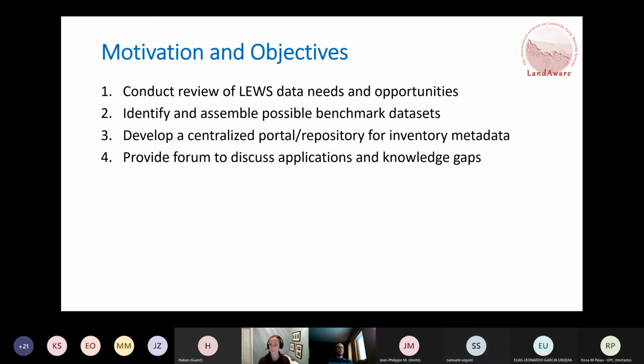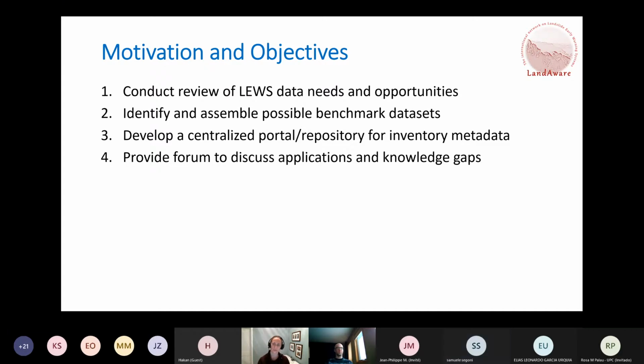Third, develop a centralized repository or place with metadata or inventory metadata. In the U.S. here, we have a lot of data sharing requirements working for the federal government, but internationally, there's a whole disparate range of data sharing requirements, and we'd like to at least provide an opportunity or a forum for open data sharing so that people can use global data sets for landslide early warning system development.